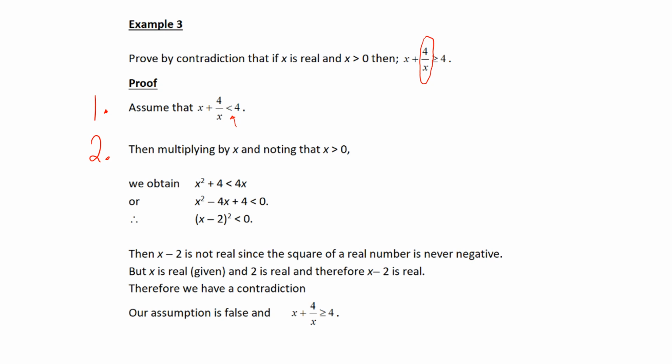When you complete the square or factorise it, you end up with x minus 2 squared is less than 0. Now obviously x minus 2 squared can't be less than 0 because when you square anything, no matter what it is, it's never less than 0. So this is nonsense. So we can write our conclusion that because the opposite statement was nonsense, then the original statement must have been true. So therefore x plus 4 over x is greater than or equal to 4.